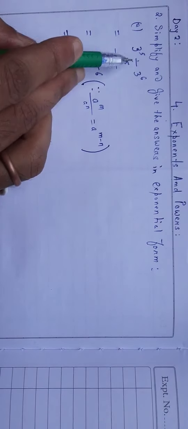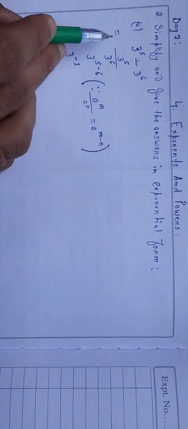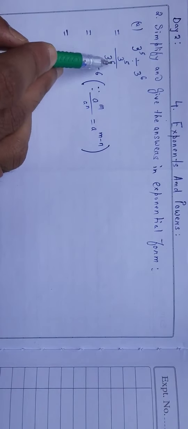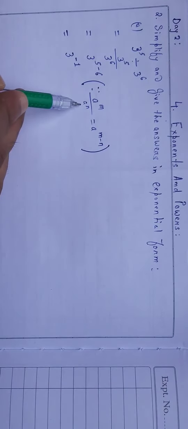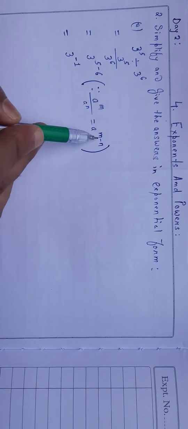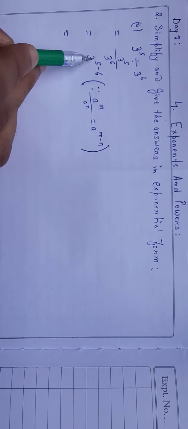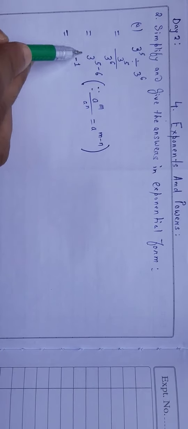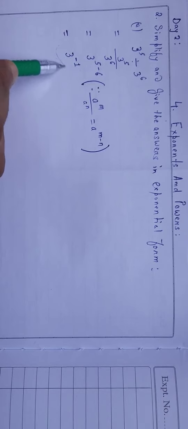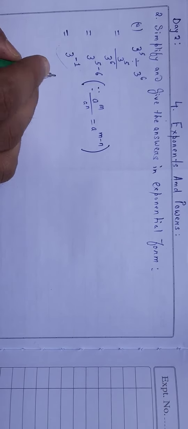So that's the end of question number 1. That is, 3 to the power 5 divided by 3 to the power 6, which is of the form a to the power m divided by a to the power n. The formula is a to the power m minus n. So 3 to the power 5 minus 6. 5 minus 6 is minus 1. So we have kept the answer in the exponential form: 3 to the power minus 1.